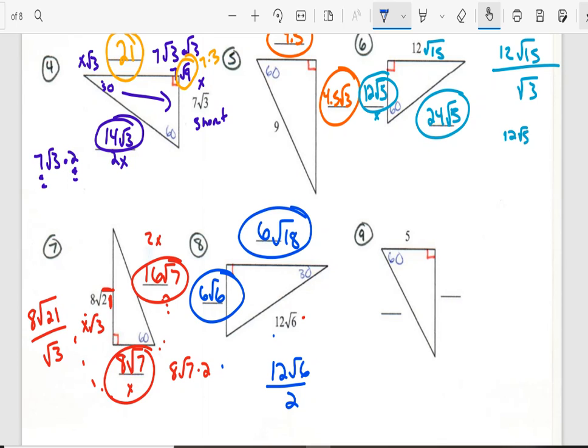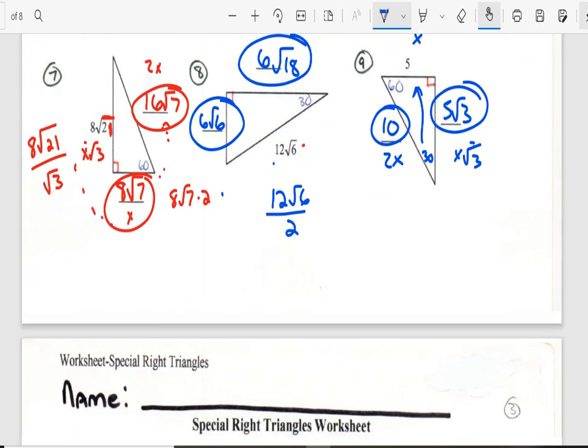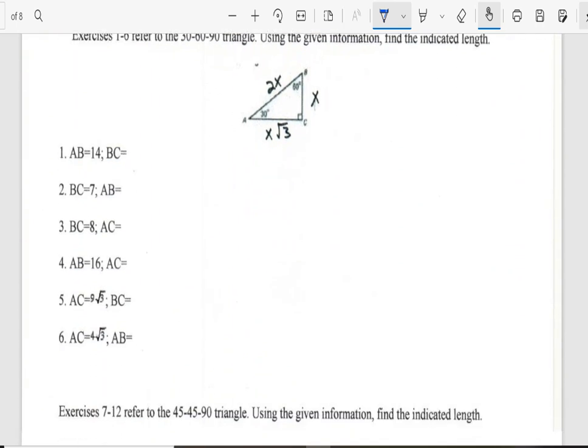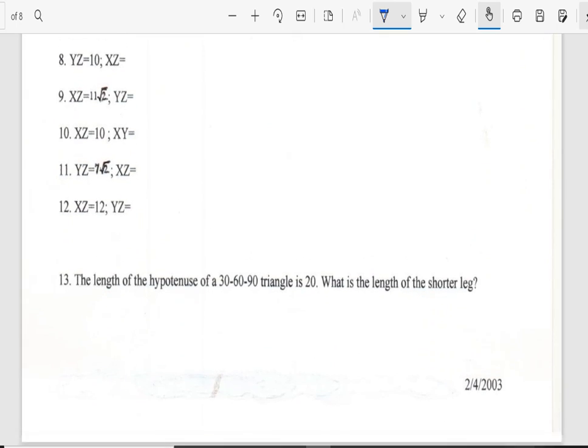All right, for number 9. This is the short leg because that's opposite the 30. So this is x root 3, and this is 2x. This is going to be 10, and this is going to be 5 root 3.